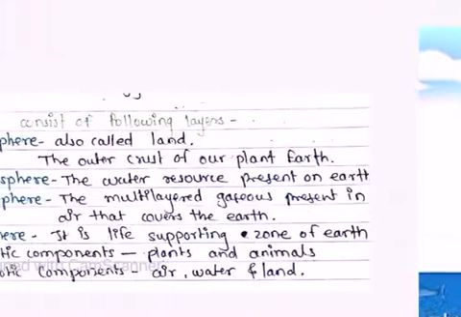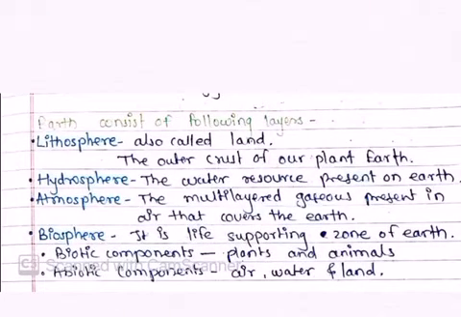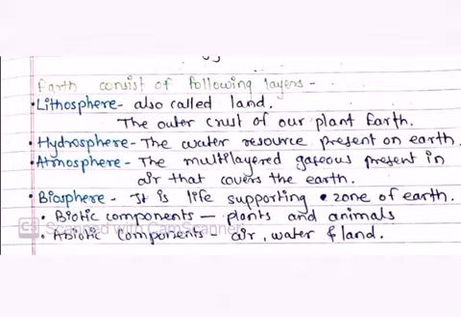First one is the lithosphere. Lithosphere means the land or outer crust of the earth. Then hydrosphere means water resources present on the earth. Hydro means water, sphere means layer. Here lithosphere means, litho means land or soil, and layer.